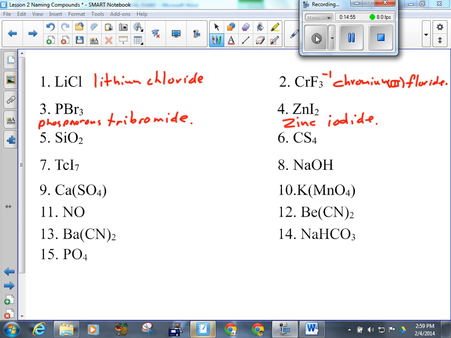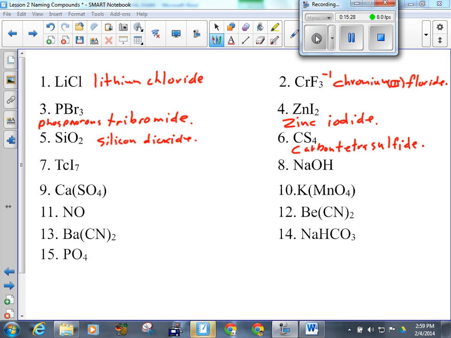Okay, number 5, ionic or molecular? Someone? Molecular. It's two nonmetals. So again, we're going to need a prefix on the oxygen. So silicon dioxide. Okay, for number 6, ionic or molecular? Molecular, again, both nonmetals, carbon and sulfur. So we have carbon tetrasulfide.